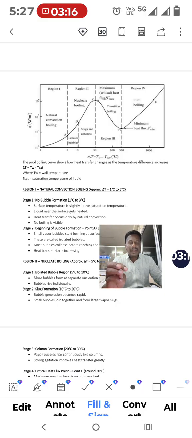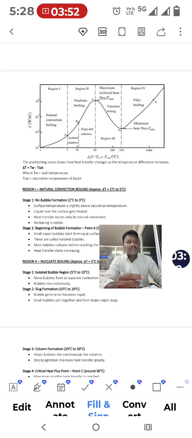Now we will see region 1. When heat is applied to the water, both the heat flux and the change in temperature increase from the origin to point A. Gradually, both the x-axis and y-axis values increase slightly. This phase is also called the natural convection boiling process. As more heat is applied, the curve moves from A to B, then B to C.